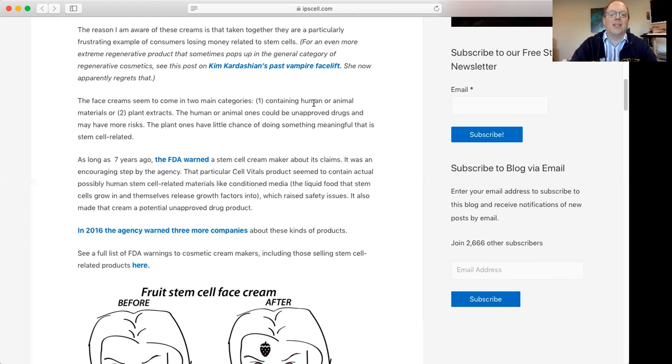You're going to start seeing these stem cell face creams that, if you actually look at the label, it'll say something like apple cells or apple extract or pineapple extract or strawberry extract. I don't know why, but somehow fruit seems to be, maybe because it smells good, the main source of these supposed stem cell ingredients.